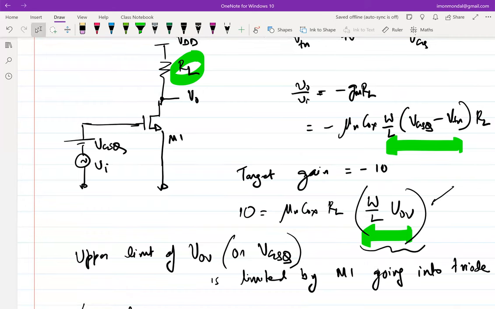What happens if I keep on decreasing V overdrive? Can I go to V overdrive equal to zero? Just above. Yeah, so I can go to V overdrive just above zero, right? Because this model is valid only when the transistor is on. If the transistor is not on, this model is invalid.